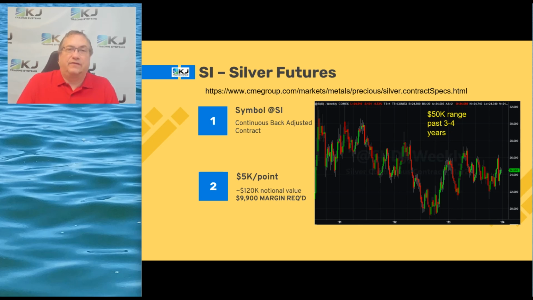And if you see in the chart over on the right, for the past 3 or 4 years, the range has been about $50,000 for this contract, just between the minimum and the maximum. So there is quite a bit of movement, and there's quite a bit of volatility in this. Lately, the past year or so, it's kind of been flat. There hasn't been any sustained trends, but that could all change.